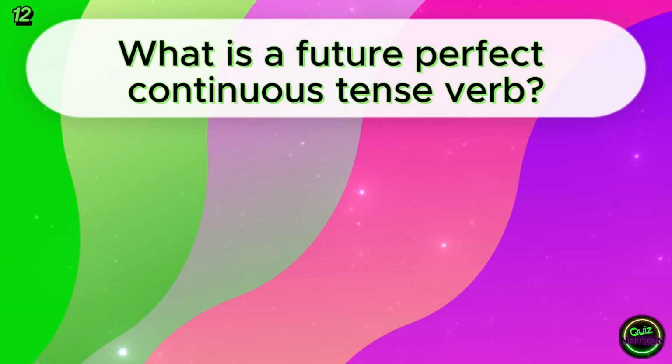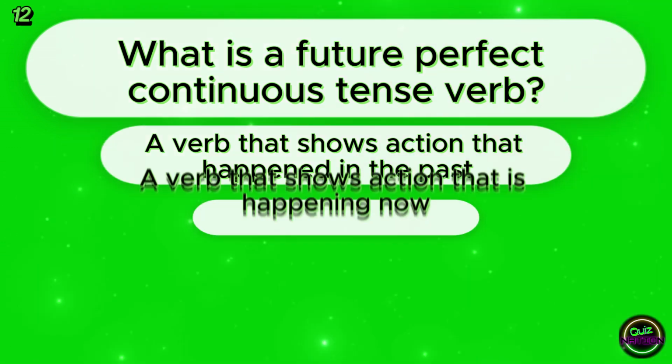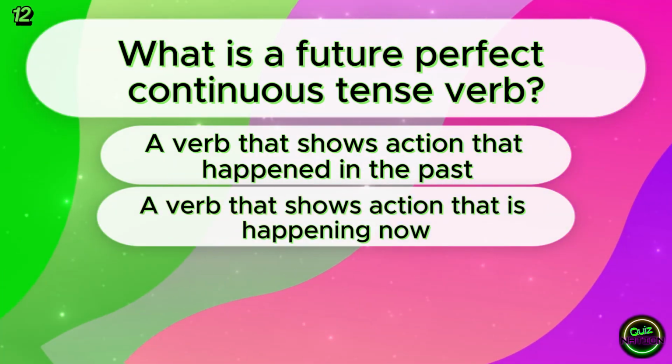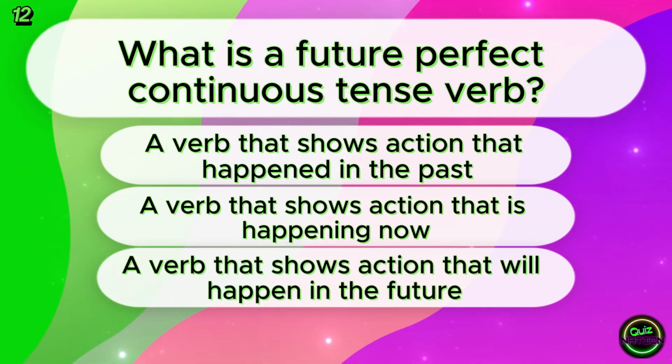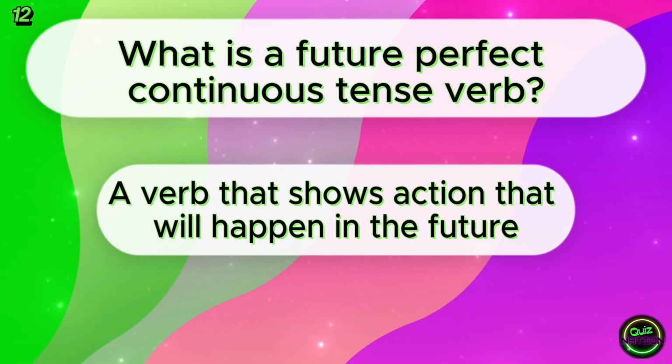What is a future perfect continuous tense verb? A verb that shows action that happened in the past. A verb that shows action that is happening now. A verb that shows action that will happen in the future. The answer: a verb that shows action that will happen in the future.